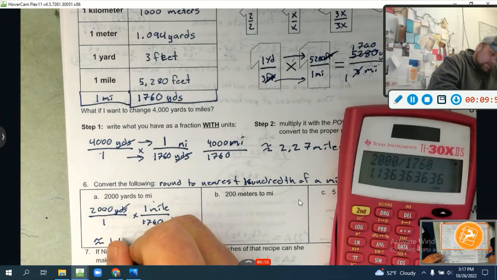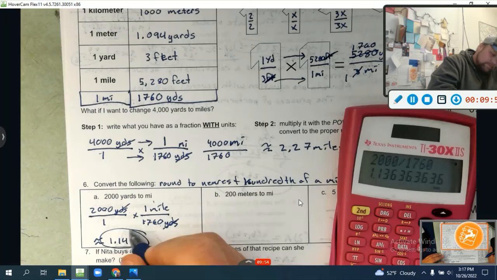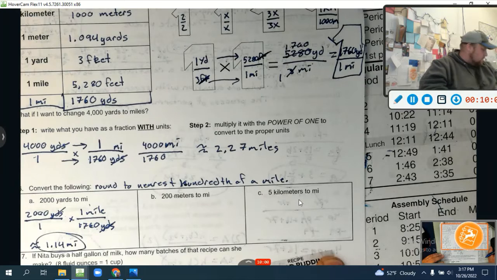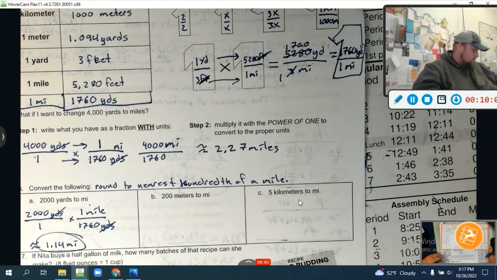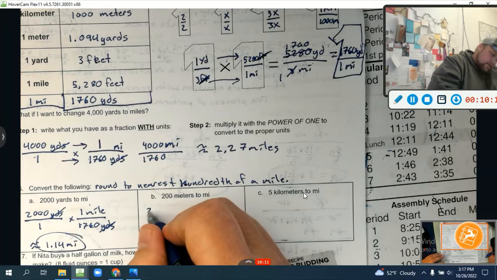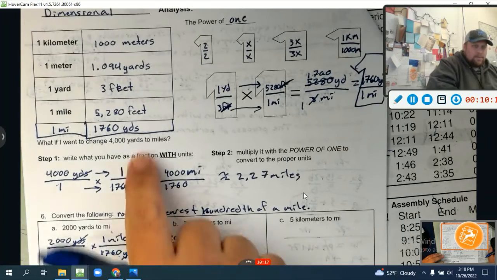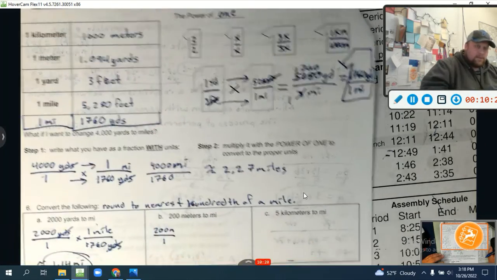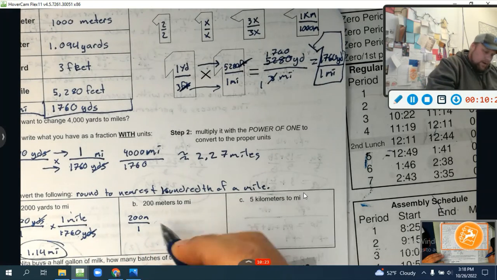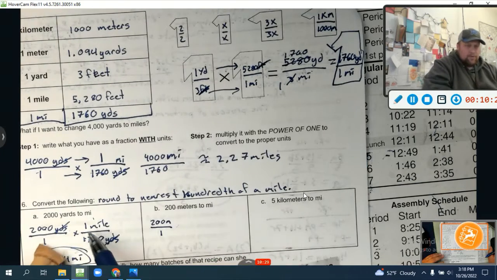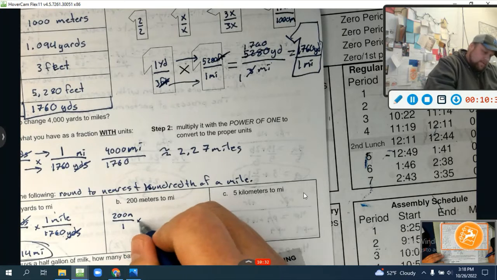Okay, now we're going to go a little different. Meters to miles. Okay, let's do meters to miles. So I have 200 meters over 1. And what do I know at my table up here? I know that 1 meter equals 1.094 yards. So I know I want to get to miles, guys, but I also know if I can get to yards, we've already proven I can get from yards to miles. So I'm going to go times 1.094 yards all over 1 meter.